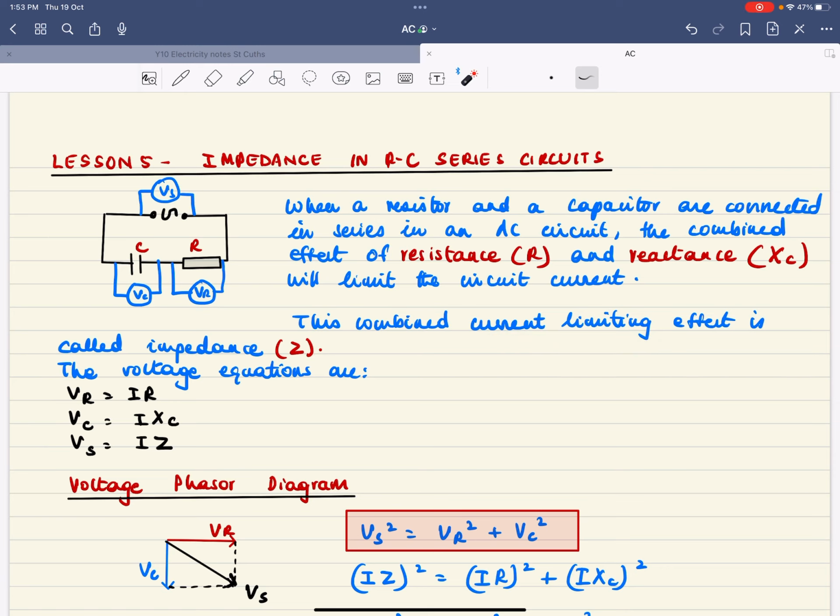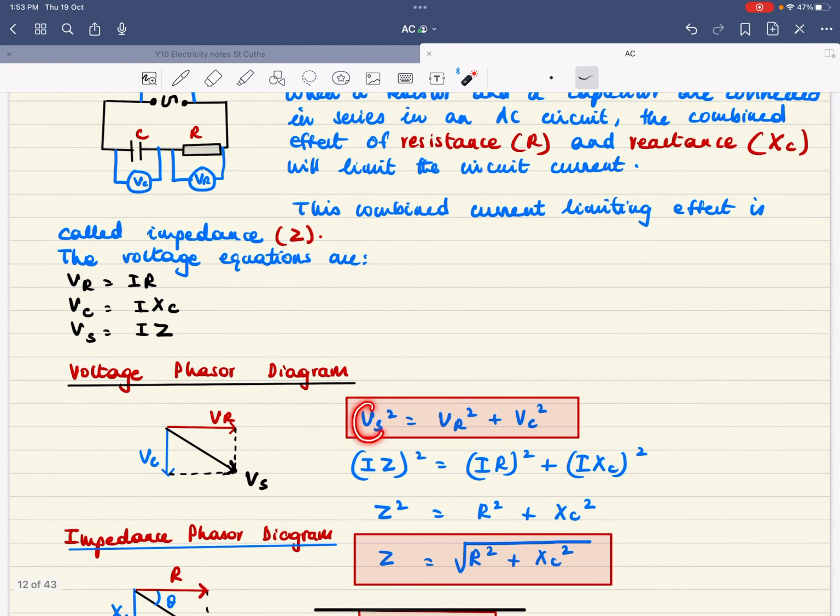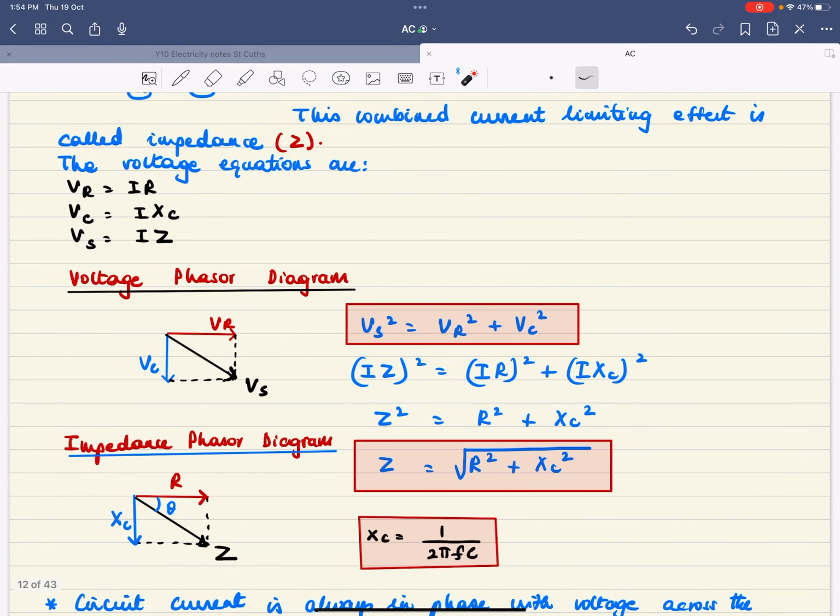Now the voltage equations are VR is IR, VC is IXC, and VS is IZ. Now you can draw a voltage phasor diagram because that's your VR, that's your VC, and that's your VS. So VS squared is VR squared plus VC squared. Now in place of VS, I'm going to put IZ. So you get IZ whole squared, and instead of VR I get IR whole squared, and instead of VC I get IXC whole squared. Now I is a common factor, so you're left with Z squared is R squared plus XC squared, or Z is square root of R squared plus XC squared.